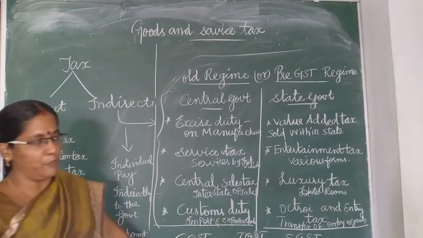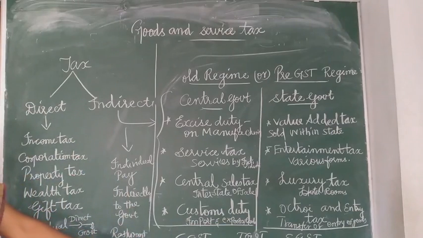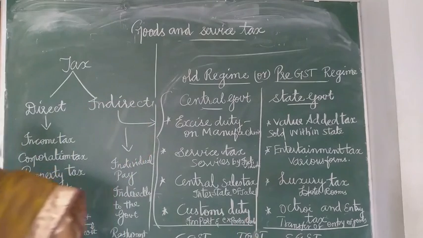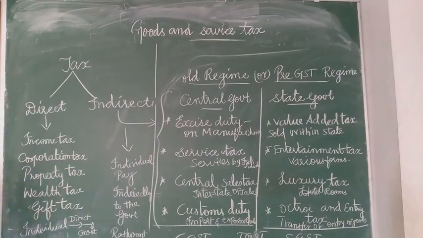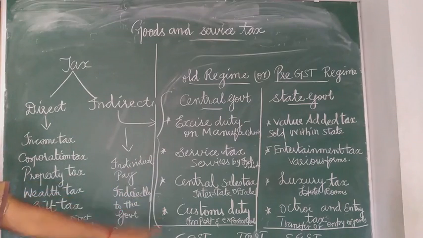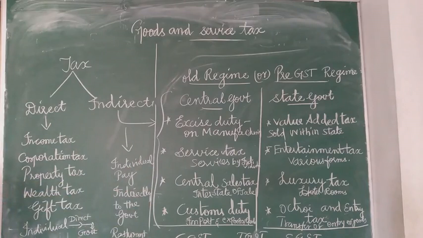Now let me explain all these, CGST, SGST and also IGST, with an example. The central government indirect taxes are replaced by CGST. The state government indirect taxes are replaced by SGST.